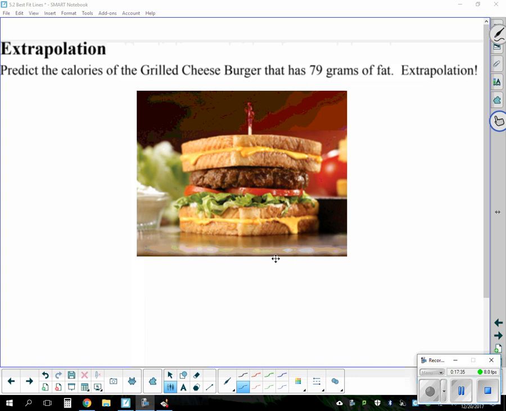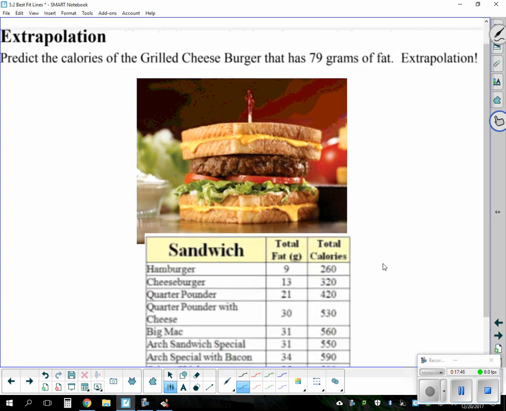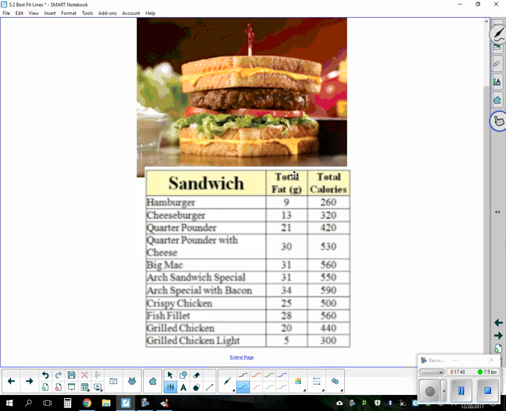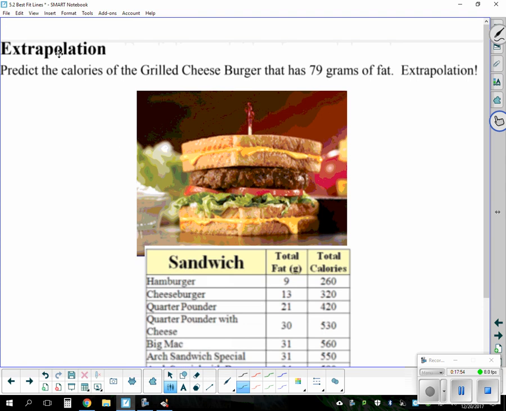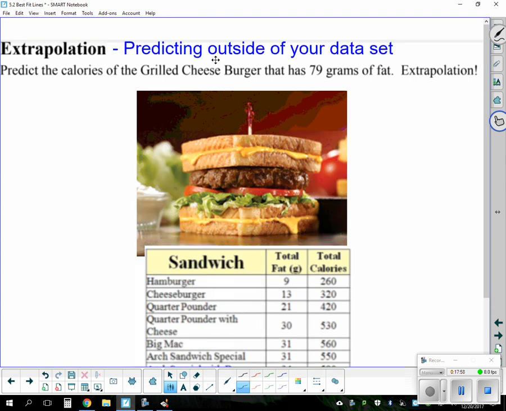Okay, the next problem asks us to predict the calories of the grilled cheeseburger. So it's 2 grilled cheeses and a burger, and it has 79 grams of fat. Well, if you look at our data, we didn't have anything close to 79 grams of fat. Our highest was what, 34? So this is called extrapolation. Okay, this is when you are looking at predicting something that's outside of your data set.